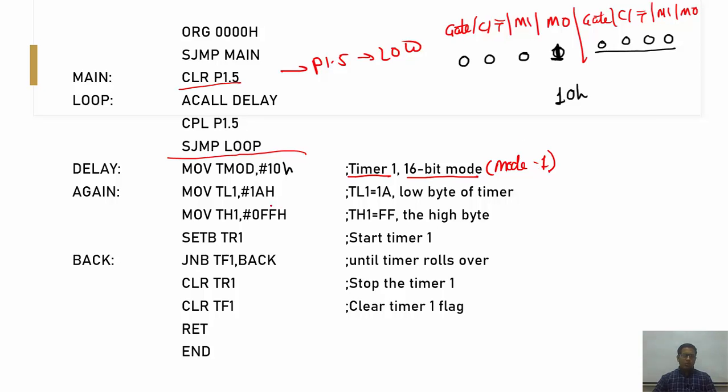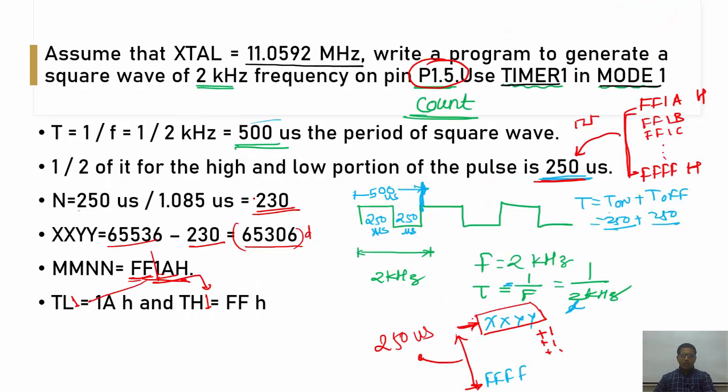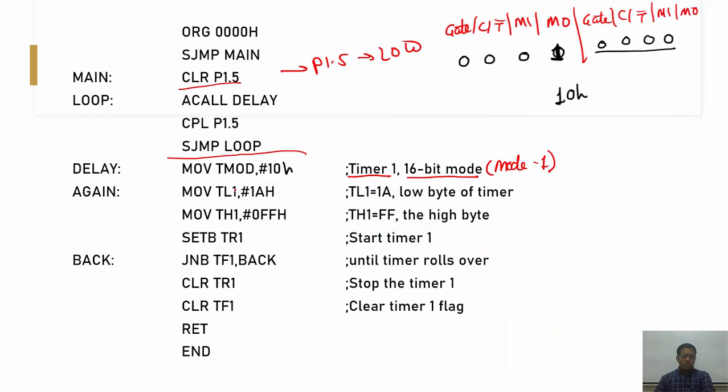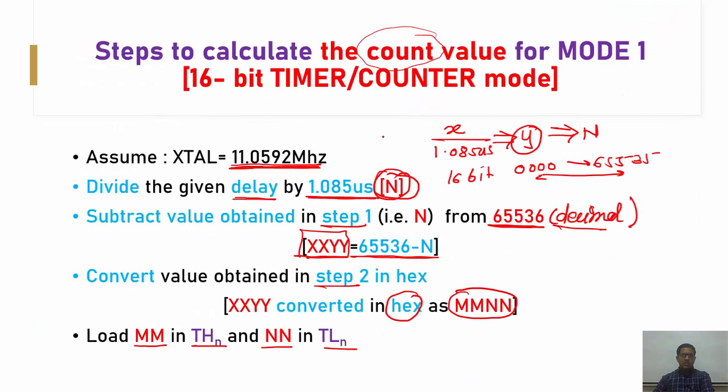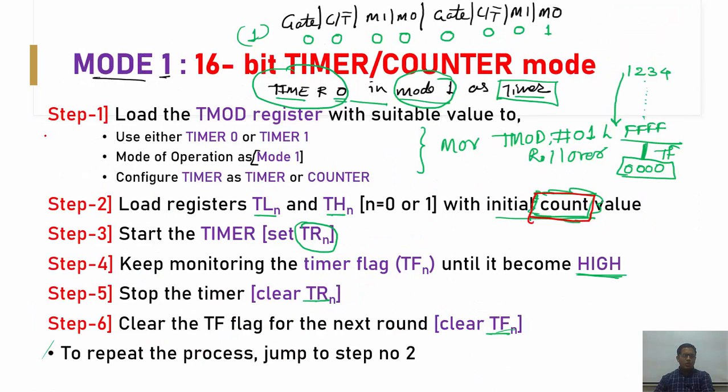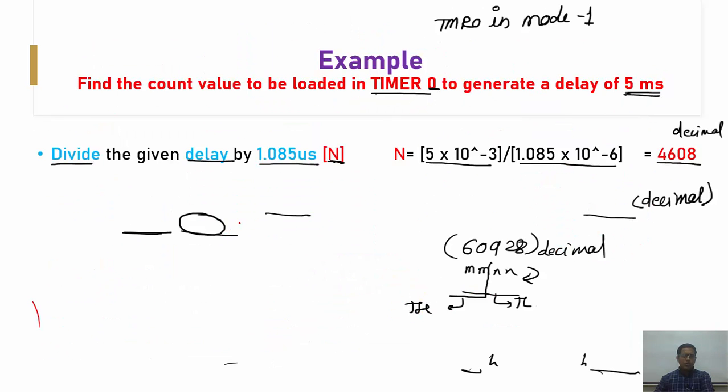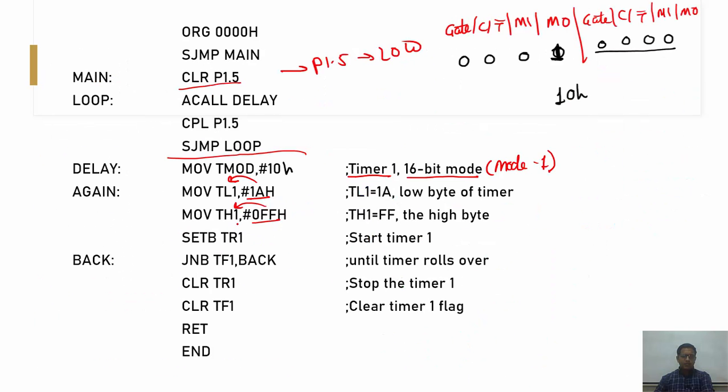Mode 1. Now we have to load the count value. The calculated count value is FF1AH. Out of that, 1AH is copied into the lower 8 bits and FFH is copied into the higher 8 bits. So step 1, as discussed, is to load the count values, then start the timer. How are we going to start the timer? I am going to set bit TR1, as we are using timer 1.